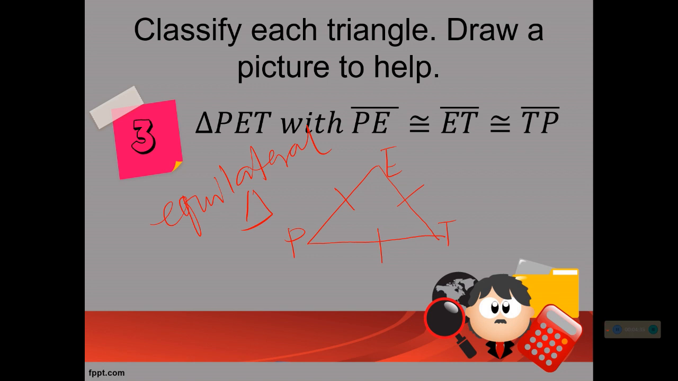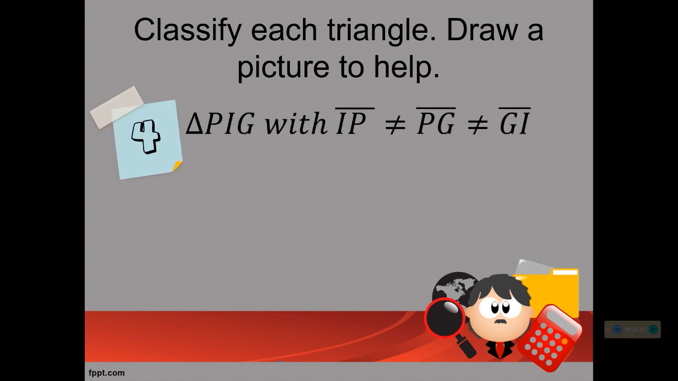Next, number 4. We have triangle PIG, wherein IP is not congruent, or not equal, to segment PG and not equal to segment GI. What kind of triangle is this? That's correct. We have a scalene triangle because there are no congruent sides.